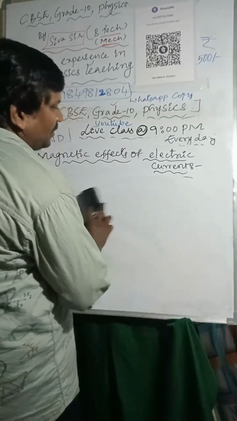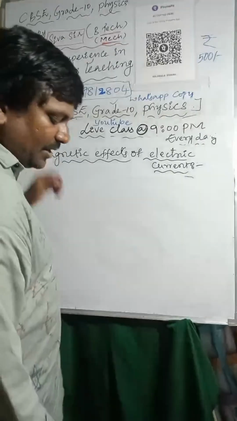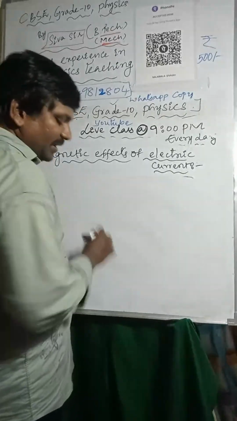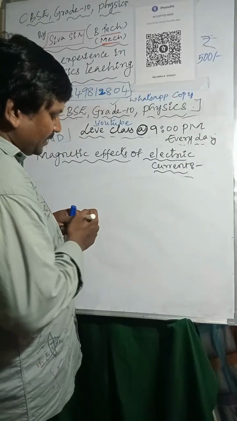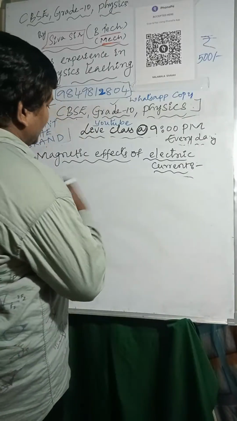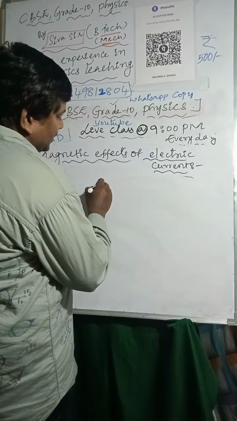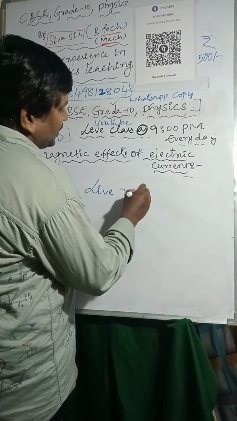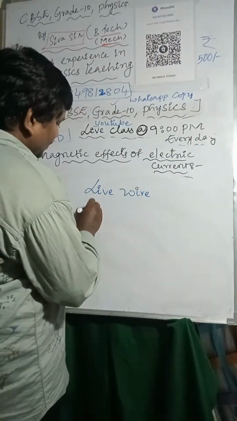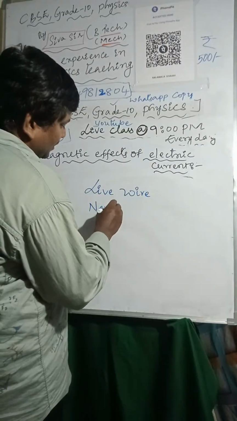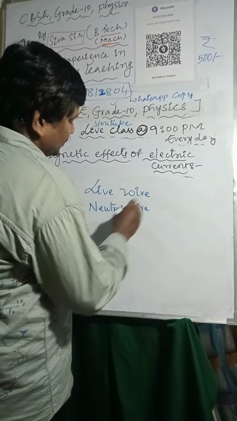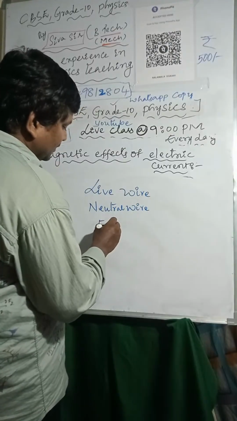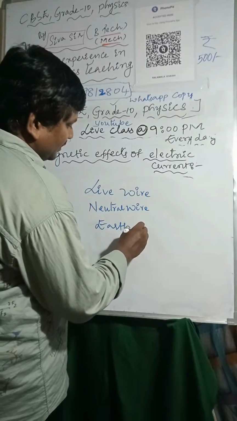Now the next one, we will go for live wire. Live wire is the positive wire. Neutral wire is the negative wire. Live wire and neutral wire. And then the earth wire.